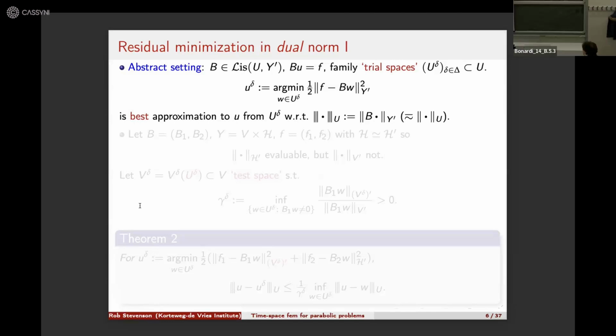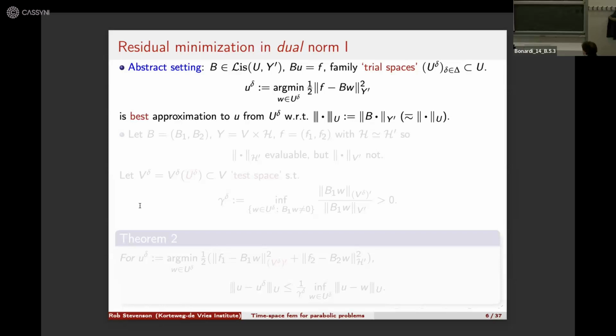And this would be the best approximation to u from the trial space with respect to this, say, energy norm. This is quite obvious because if you're minimizing this energy norm, it's the same thing as minimizing the residual, by definition of this norm. But the good thing is that this norm is equivalent to the norm you're interested in. Because B is an isomorphism, boundedly invertible, so this energy norm is equivalent to the norm you're interested in. So if you do this, you get, up to a constant factor, a best approximation from the space you employ.